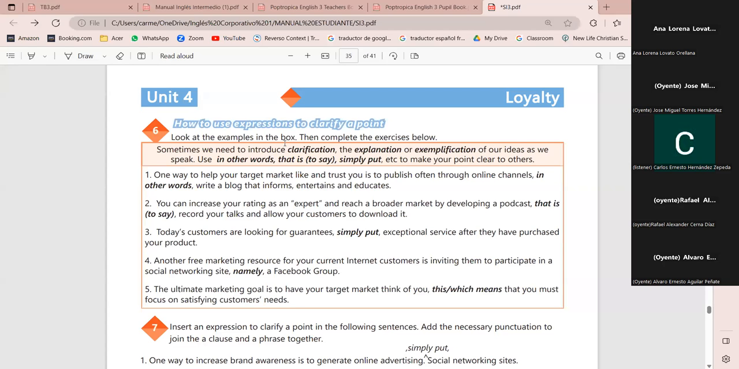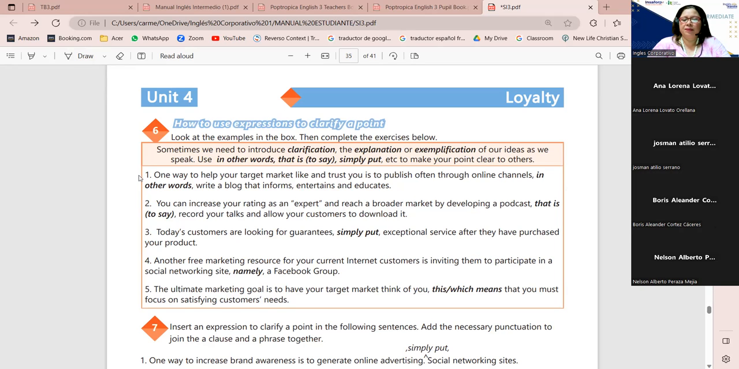It says how to use expressions to clarify a point. Look at the examples in the box, then complete the exercises below. Sometimes we need to introduce clarification, the explanation or exemplification of our ideas as we speak. Use in other words, that is to say, simply put or put simply, etc., to make your point clear to others. Read the first example. Who wants to read the first example? Lorena, are you there? Do you want to read number one, please?